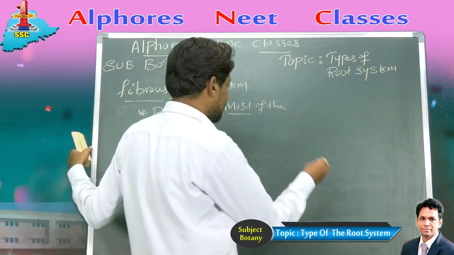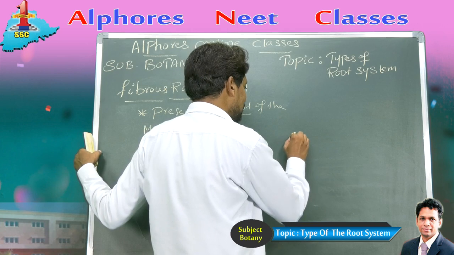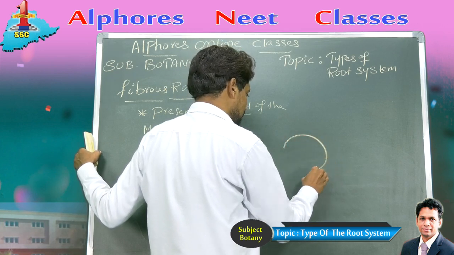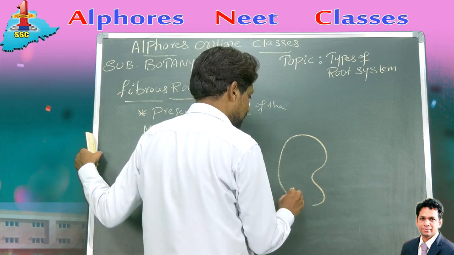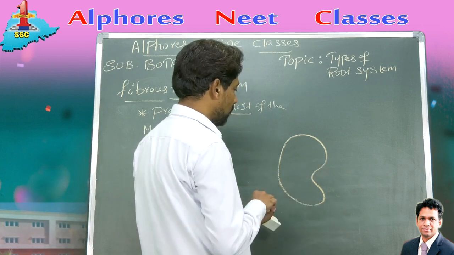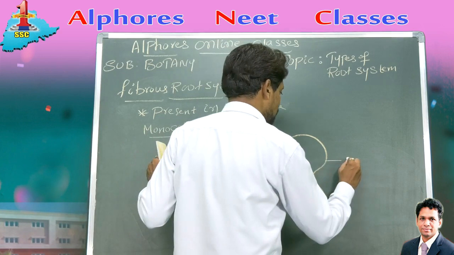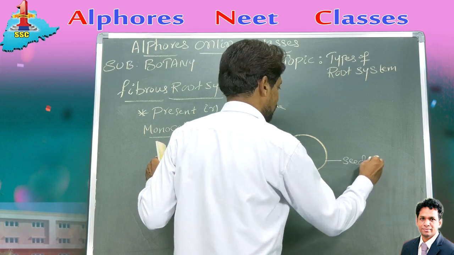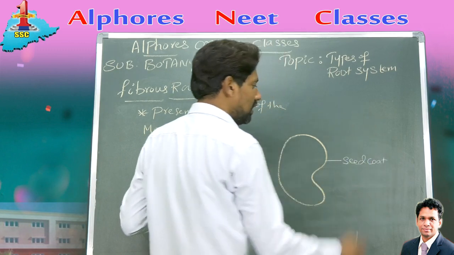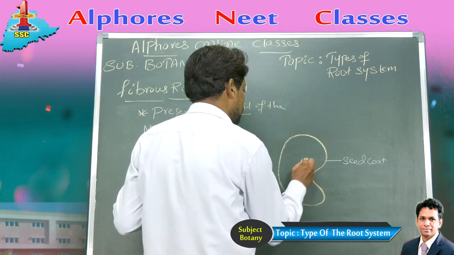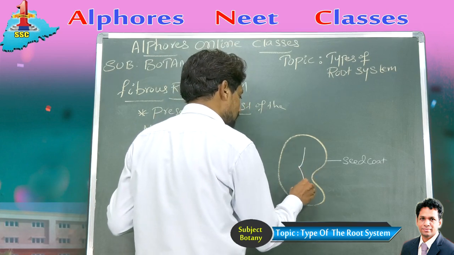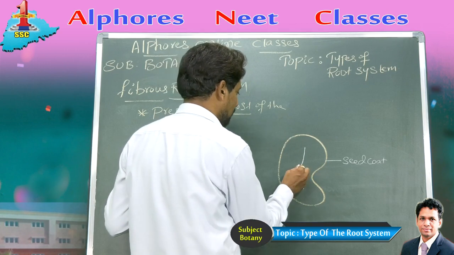Now take a seed. A seed has how many parts? 2 parts. The first one is the seed coat. This is the seed coat. What is the second part? Embryo. The embryo contains how many parts? 2 parts. What are they? Embryonal axis and cotyledon.